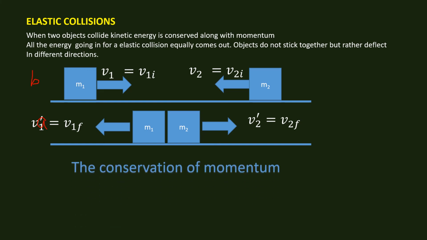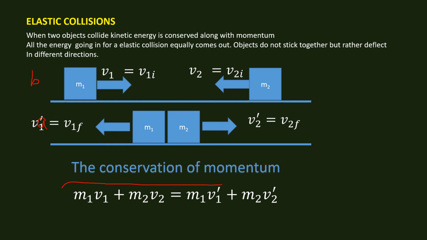So this is definitely the conservation of momentum, and this is the equation. In this equation, you're going to have to find two variables, V1 prime and V2 prime.